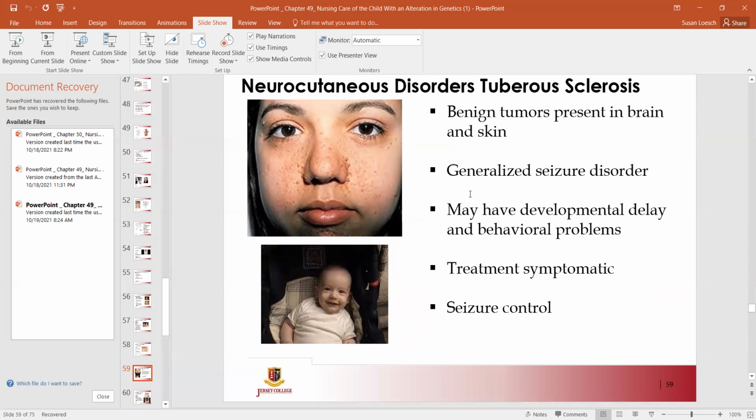So treatment is mainly symptomatic with the goal to prevent and treat associated complications. Seizure control will be a primary concern, provide support and education to the family, and then refer for genetic counseling. Also, they have the Tuberous Sclerosis Alliance that you can refer the family to.